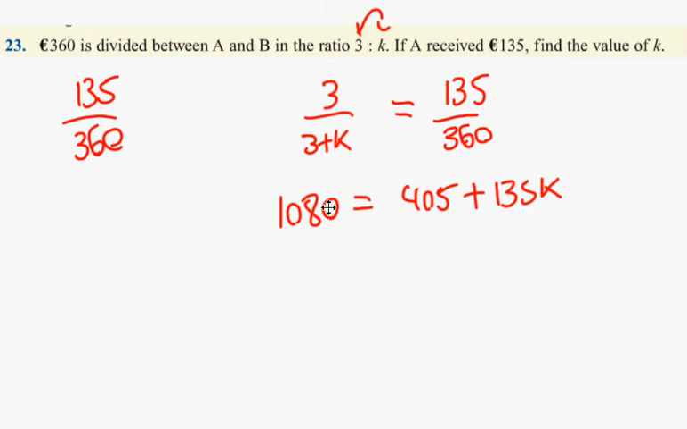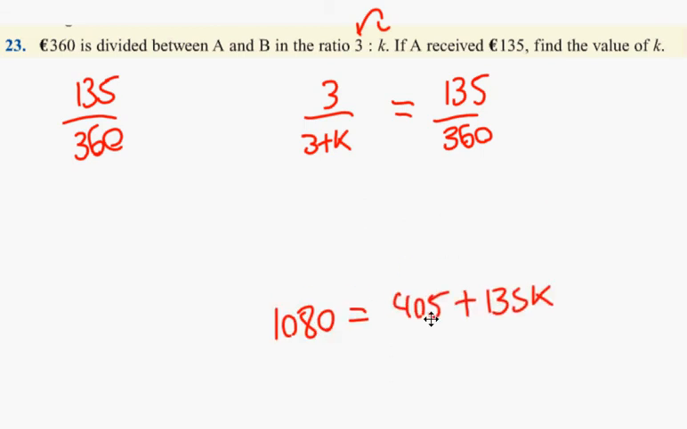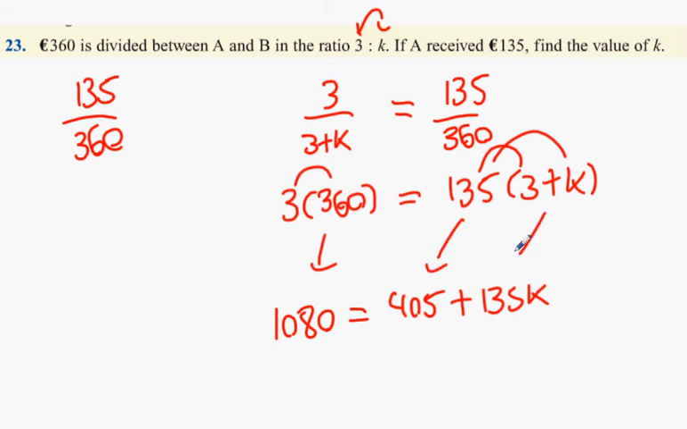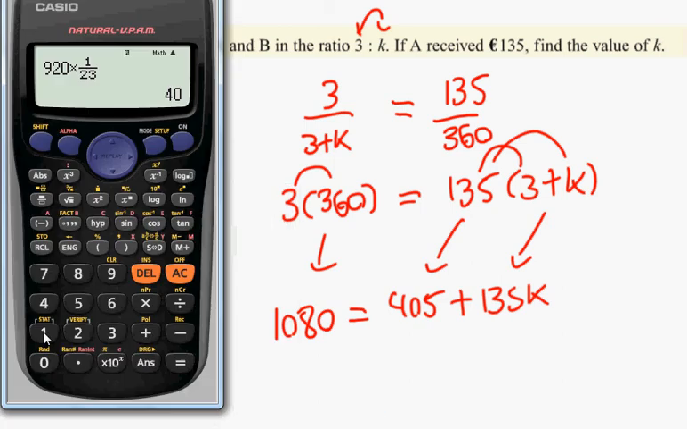Sorry, I should explain what exactly went down there. I cross multiplied, so I did 3 times 360 plus 135 times 3 plus k, and then I multiplied them out. So that's where I got these numbers from. Okay. Solve what k is. So what's 1080 minus 405? Anybody know? I'll take that as a no, but I think it's 675.